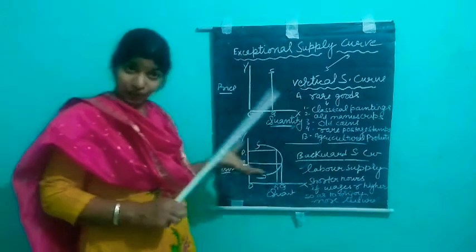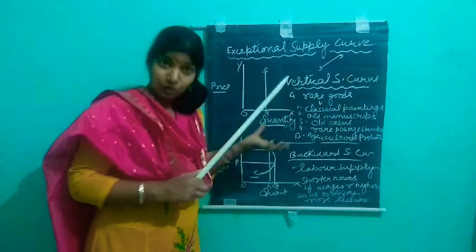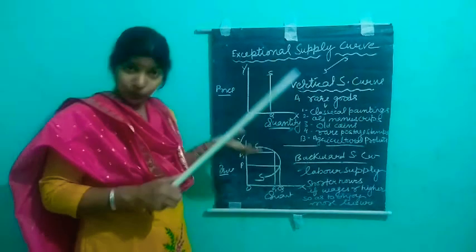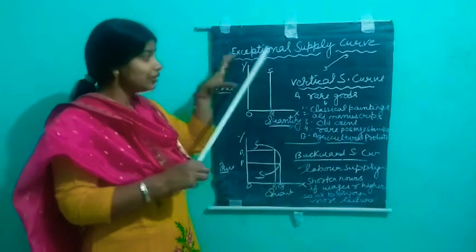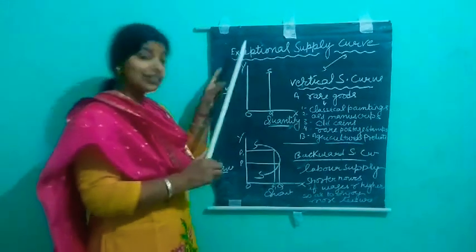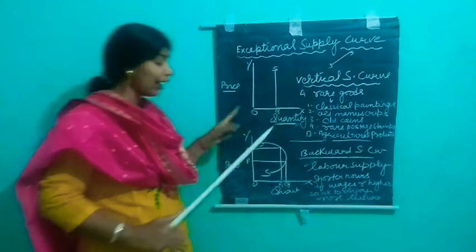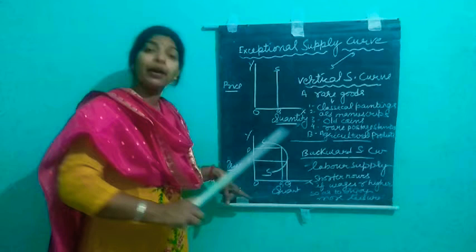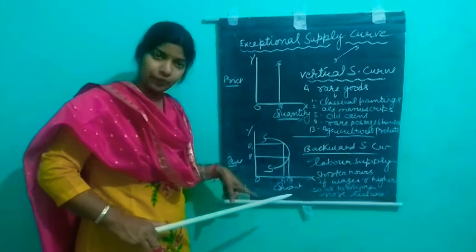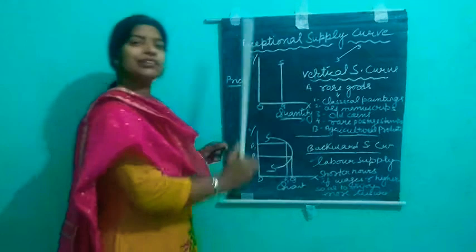But today we are doing the exceptional supply curve. Is it possible? Yes, an exceptional supply curve is possible. Now we can see that in two ways, the exceptions. First, the supply curve may be vertical, and second, the supply curve may be backward sloping. First of all, we shall do the vertical supply curve.